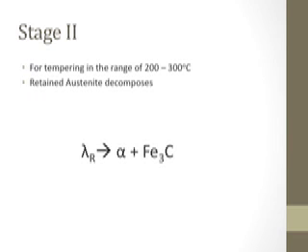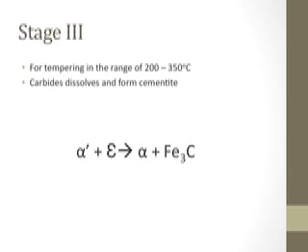The second stage of tempering is at the temperatures 200 to 300 degrees Celsius. At this temperature, the retained austenite will decompose into ferrite and cementite, and pearlite will not form at this temperature. Stage 3 occurs from the temperatures 200 degrees Celsius to 350 degrees Celsius. The carbide is replaced by cementite, and martensite plus cementite plus the carbide decomposes to ferrite plus cementite.